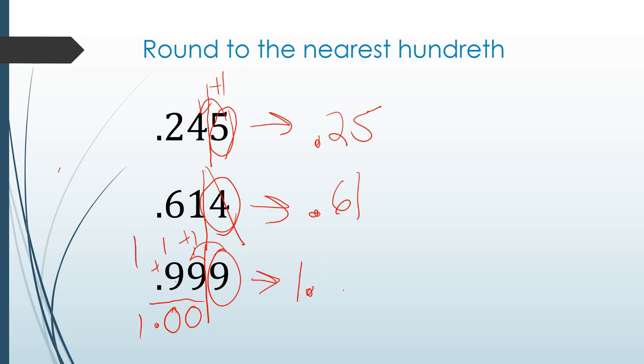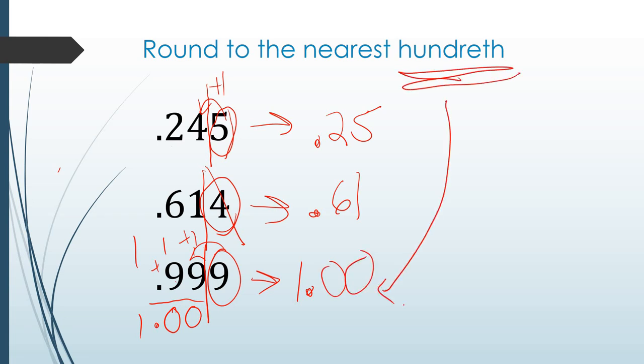Notice how I still put 0.00 because I said to the nearest hundredth. So I write it out to the nearest hundredth, okay, even if there is a 1 here. All right.